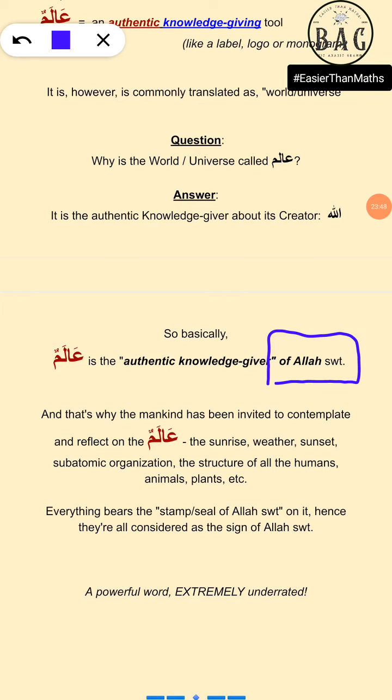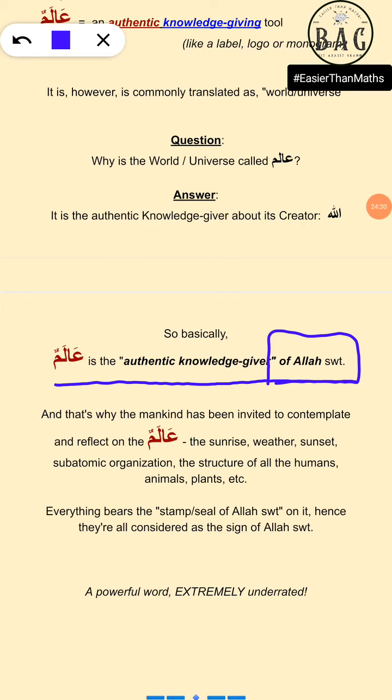So basically alam is the authentic knowledge-giving tool of Allah subhanahu wa ta'ala, and that's why Allah Ta'ala has always invited all of mankind to look around at the surroundings, at all these beautiful things around us, be it the weather, the skies, the planets or other heavenly bodies, the moon, and even other natural phenomena such as the rain, sunrise, and earthquakes.